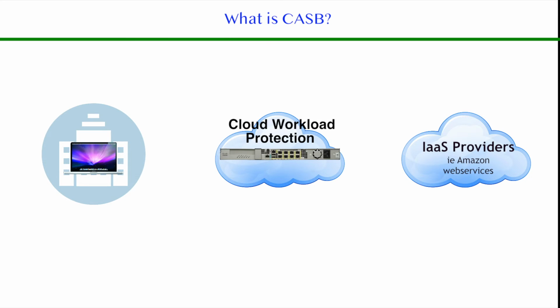It's important to note that like your software as a service providers, your infrastructure as a service providers will not guarantee security coverage with your transport of information between their cloud infrastructure and your corporate infrastructure. Therefore, like CASB, CWP or Cloud Workload Protection is designed to monitor and protect your traffic flow between end users and your infrastructure in the cloud.